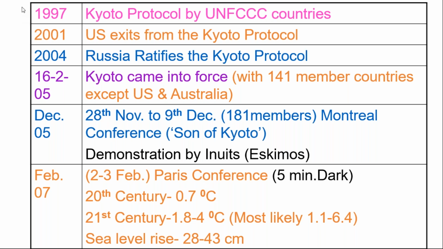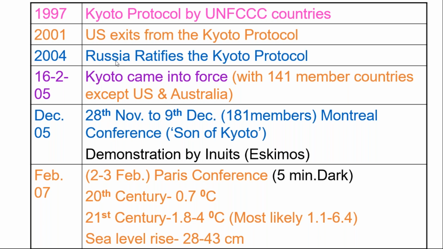So this is the main point, our Kyoto Protocol in 1997. Before 1997, what was the development, and after the Kyoto Protocol, what is the development. In 2001, the US exited from the Kyoto Protocol, that is, the US refused to follow these protocols. Then in 2004, Russia ratified the Kyoto Protocol. Then in 2005, Kyoto came into force with 141 member countries except the US and Australia.